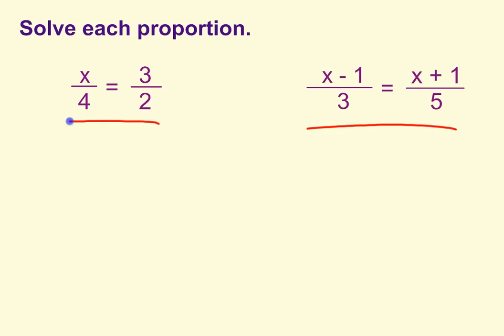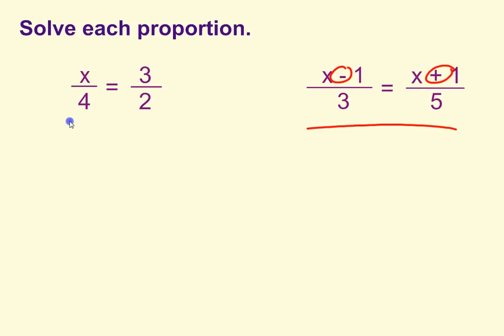You can kind of tell just by looking. If you have a plus or minus within your proportion, that just means we'll have a couple extra steps. We'll talk to it when we get to that example. But let's look at this first one. We have x over 4 equals 3 over 2.